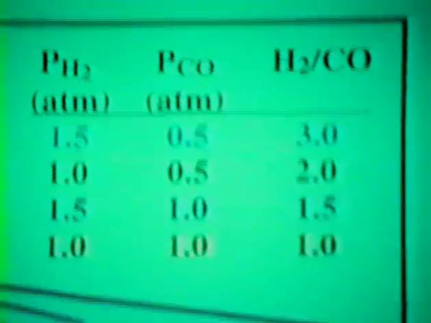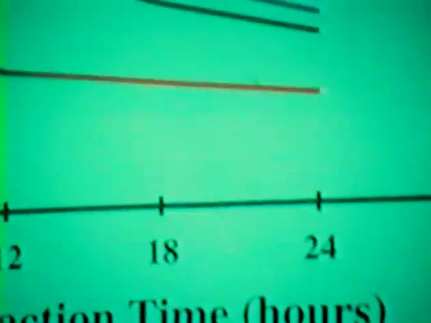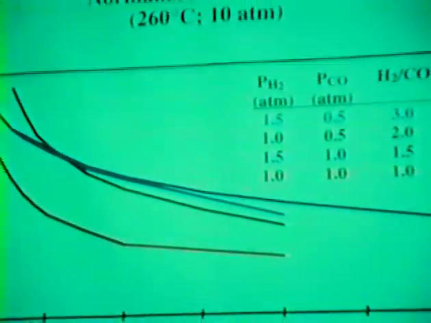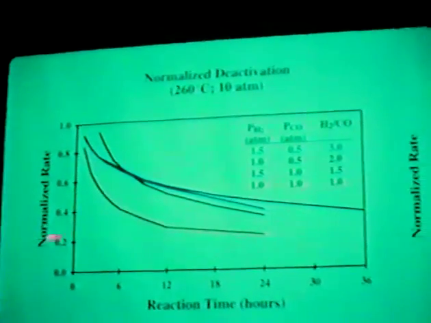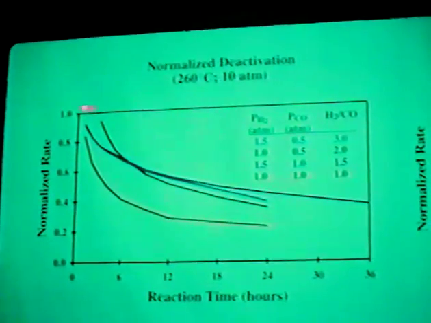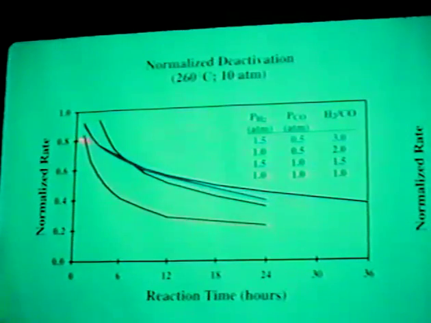Let's look now at deactivation. These data, what I've plotted here are deactivation runs that were made at the same hydrogen CO concentrations as the kinetic data, with the exception that the temperature was raised to 260 degrees. The rate, as I've plotted here, is the rate at a given time t over the maximum rate. And we see that with the exception of this one data set at a hydrogen CO ratio of 1, the deactivation rates are not significantly different.